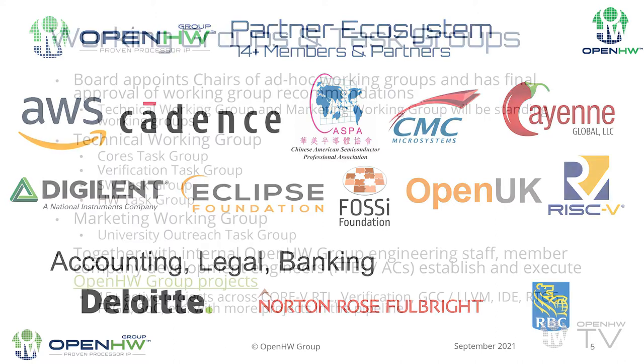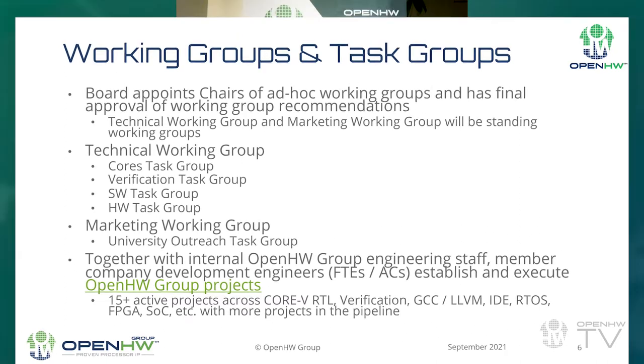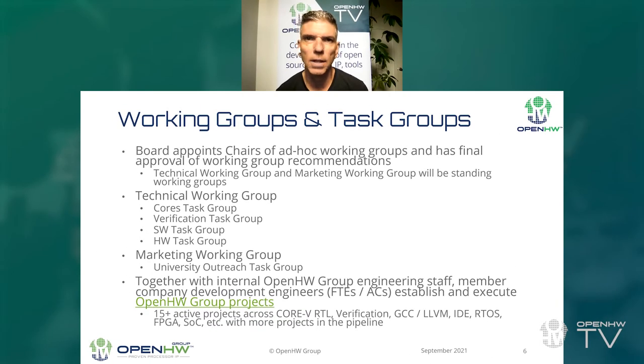The way that we're structured is through a series of working groups and task groups. In particular, the technical working group, where all of the technical work is done, has four task groups: a cores task group, a verification task group, a hardware task group, and a software task group. And these are very active. Today, we'll be hearing about projects that reside within the cores task group. But we have many, many projects across the board, more than 15 active projects currently underway within the ecosystem. You're welcome to check us out on GitHub. If you just search for Open Hardware, OpenHW, on GitHub, you'll find all of the active projects that we have in place.